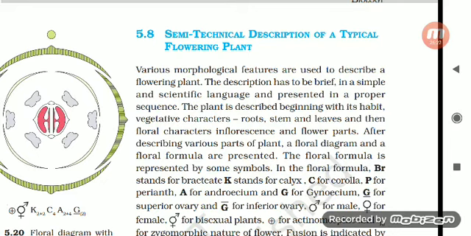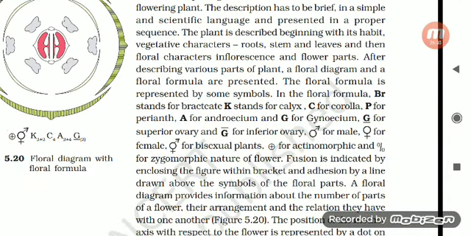The floral formula is represented by some symbols. In the floral formula, Br stands for bracteate, K stands for calyx, C for corolla, P for perianth, A for androecium, and G for gynoecium. Underlined G is for superior ovary and G with a line above is for inferior ovary. This sign is for male and this sign for female. This is the sign for bisexual flowers. An encircled plus sign is for actinomorphic and a percentage-like sign for zygomorphic nature of the flower.